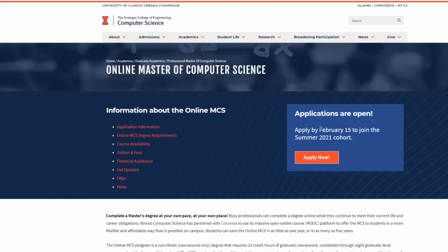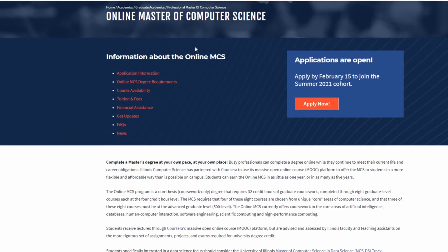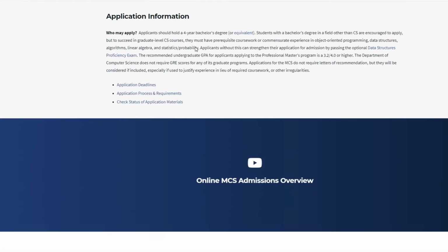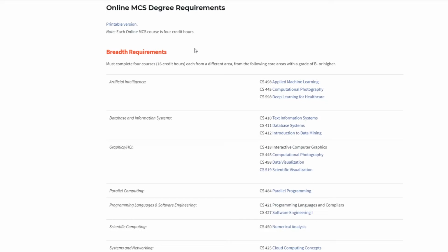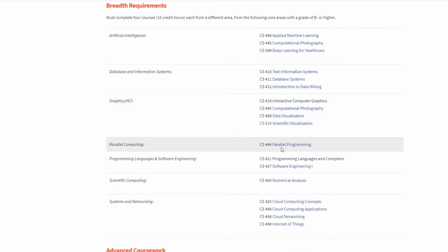So to start, where does this course fit and what is needed to start the course? CS484 qualifies as a 4-credit breadth course as the only course available in the parallel computing core area. The nice thing about this course is that there are no course prerequisites.